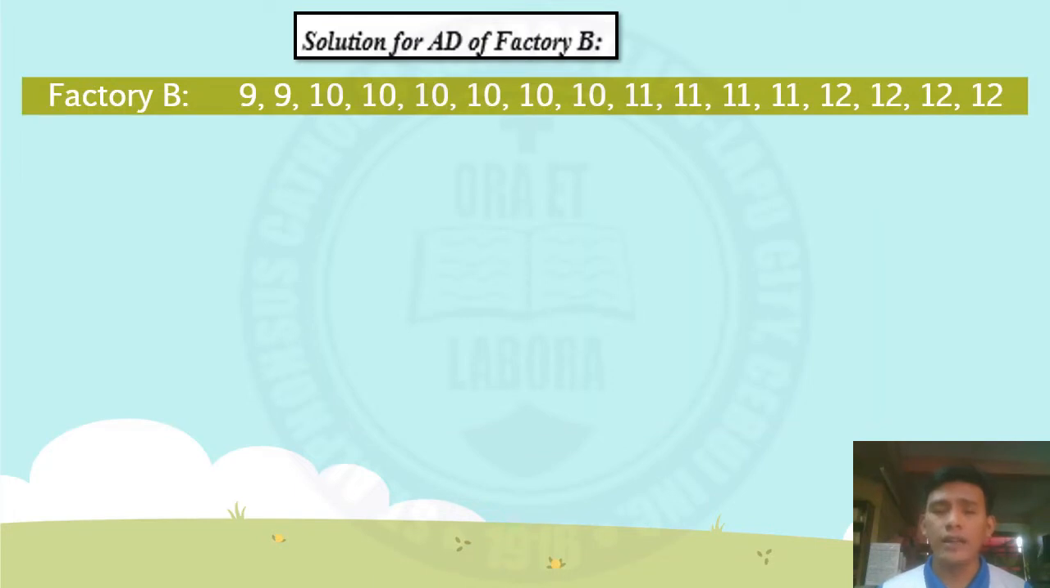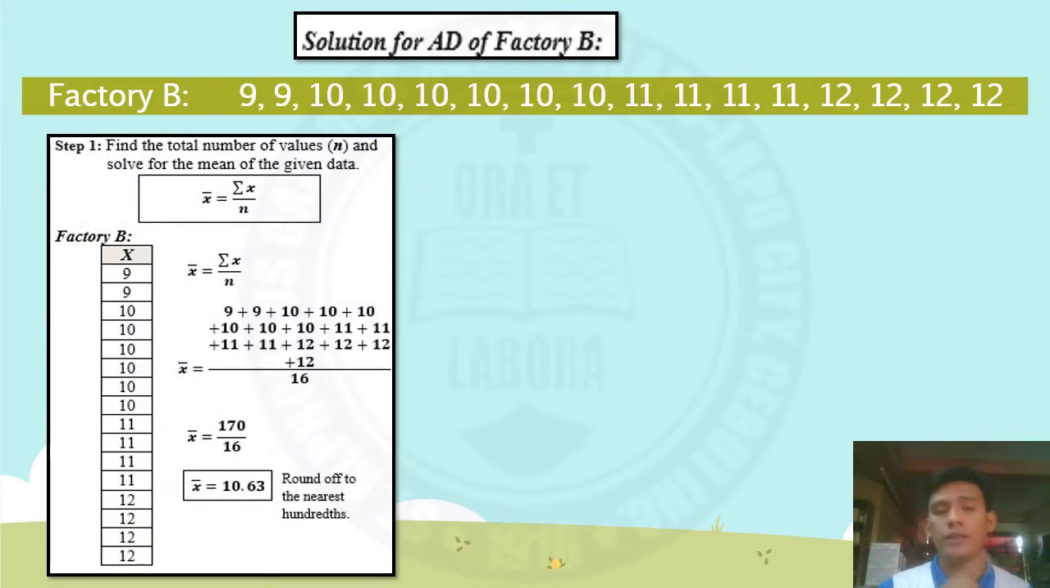The given data for factor B. Step 1. So we need to get the value of the mean, same process. So we add all the values of x here, then divide by 16. So the total for this one is 170 divided by 16. Round off your answer to the nearest hundredths using your calculator. So 170 divided by 16, that will be 10.63.